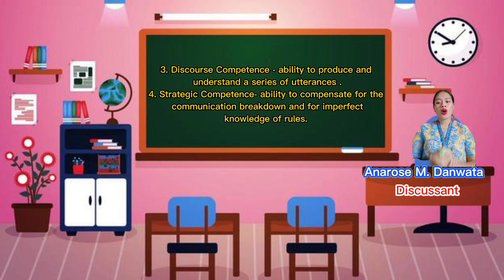Number 4, or the last dimension of communicative competence, is strategic competence. It is the ability to compensate for communication breakdown and for imperfect knowledge of rules, like coping or survival strategies. So from the word strategic.